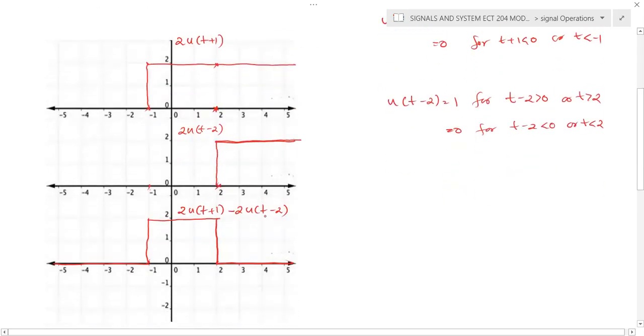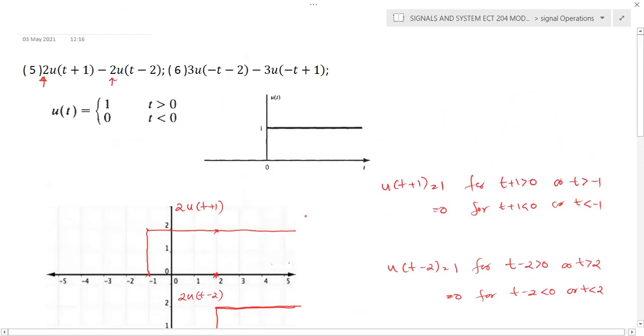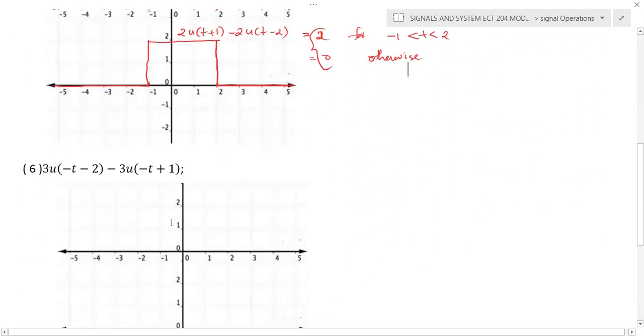Okay. So the final signal magnitude is equal to 2 for minus 1 less than t less than 2, and 0 otherwise. Okay, so this is the signal representation. Now we'll discuss the next signal, that is u of minus t minus 2.